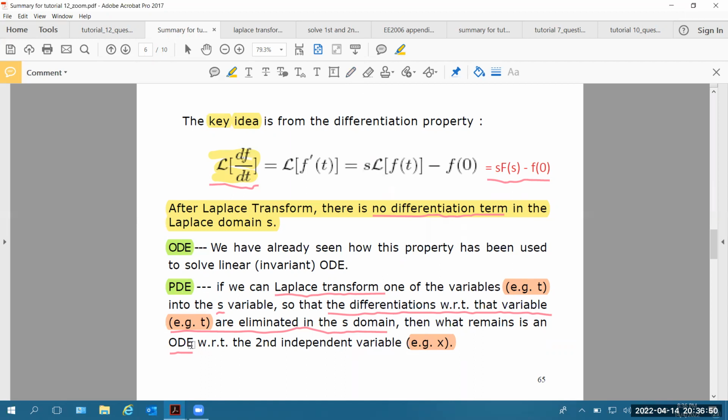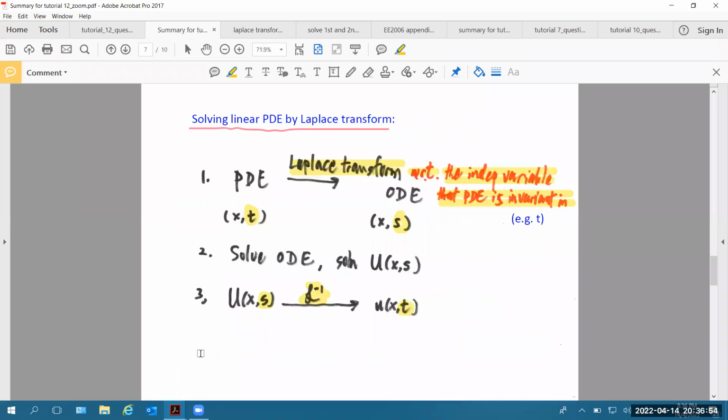All right, transform PDE into ODE. Yeah, so actually I summarized it here. You can see that this one I wrote myself: solving linear PDE by Laplace transform. These are the main steps.